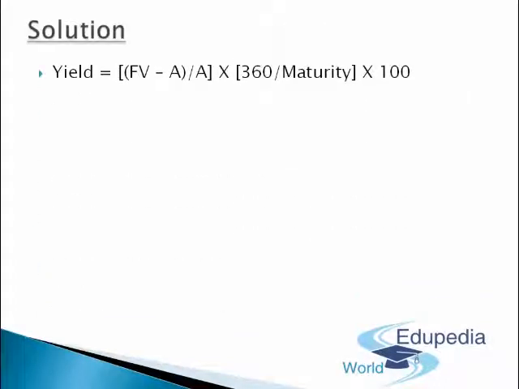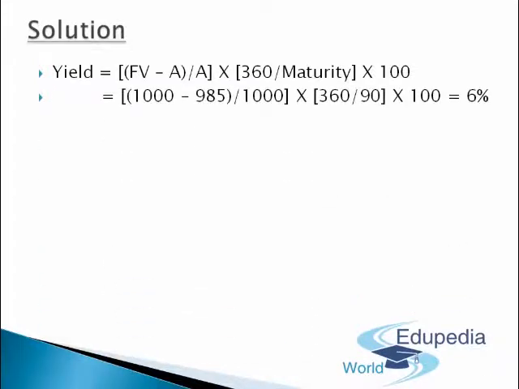Let's head to the solution of this question. Herein we have been provided for the yield. Yield can be computed with the formula: face value minus the amount expected to be received from the investor, that is the issue price, whole divided by the issue price into 360, whole divided by the maturity period into 100. Here in this question, the face value is rupees 1000. The amount received from the investor is rupees 985. Whole divided by the face value, that is rupees 1000, into 360, maturity period is 90 days, into 100, that is 6%. So the yield comes to a total of 6%.